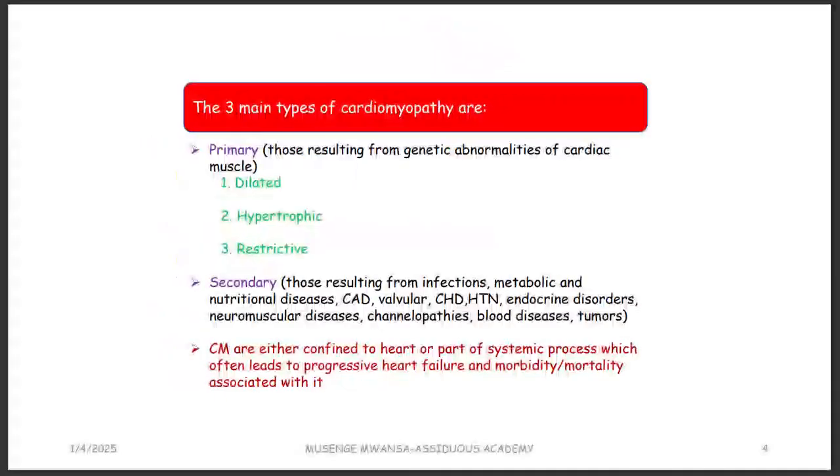cardiomyopathy. We have three main types of cardiomyopathy, but first, we can divide cardiomyopathy into primary and secondary. Primary are the ones that result from genetic abnormalities of the heart. And this is where you find the three main types: dilated cardiomyopathy, hypertrophic cardiomyopathy, and restrictive cardiomyopathy.